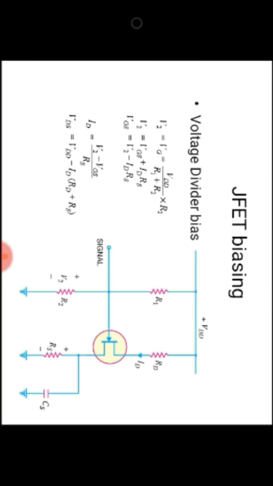So this is all about the biasing technique. In this lecture we discussed the construction, working principle, symbol, characteristics, and the biasing technique. So this is all about the JFET. In the next lecture we will discuss the MOSFET. Thank you.